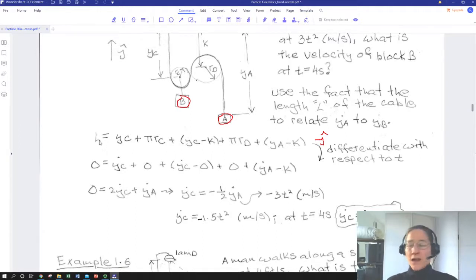The time derivative of L is a constant, so the first time derivative is 0. The first time derivative of y sub c is y dot c. Ooh, that's the rate of change of position of weight B.